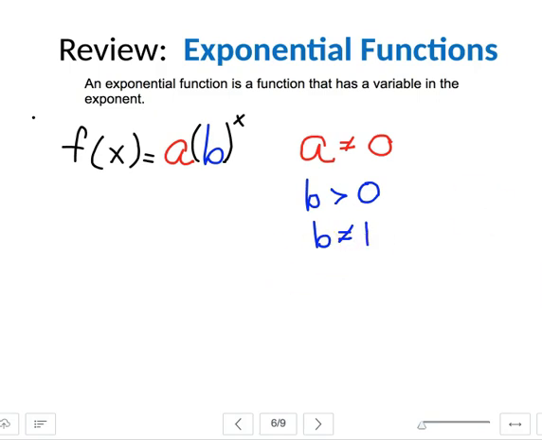So let's throw up an example. How about f of x equals 2 times 4 to the x. That is an example of an exponential function. The number that we have for a now is represented by 2. 2 is not 0, so that works. And then we've got 4 representing b, and that's greater than 0, and it's not 1. So this represents an exponential function.